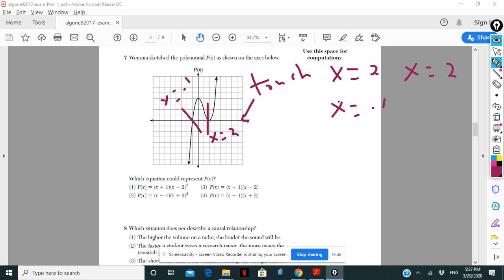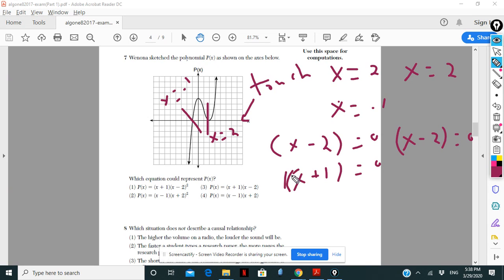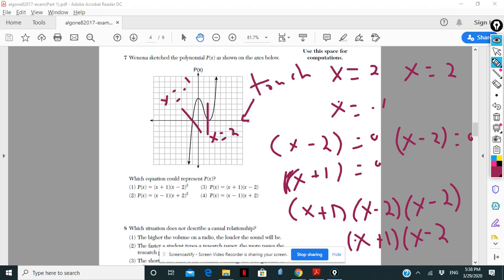I'm going to fold it backward, means it's x minus 2 equal to 0, x minus 2 equal to 0, and x plus 1 equal to 0. So when I write it, it's x plus 1 times x minus 2 times x minus 2, which can be written like x plus 1 times x minus 2 square. So the answer must be, in that case, also 1.